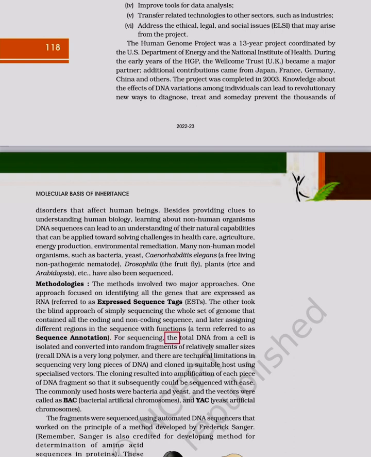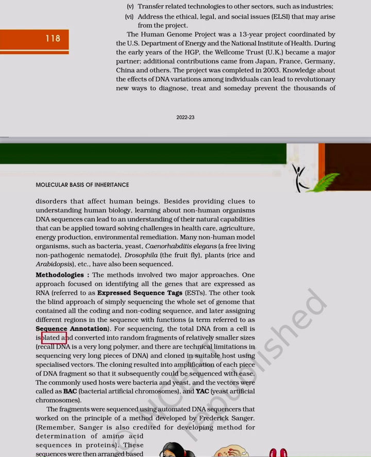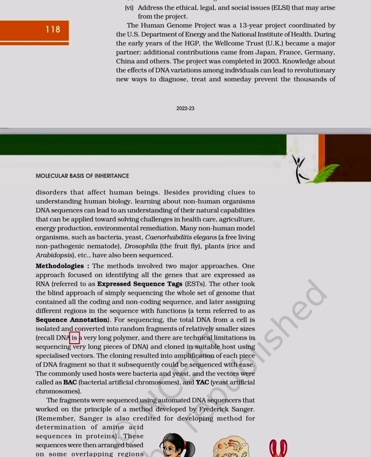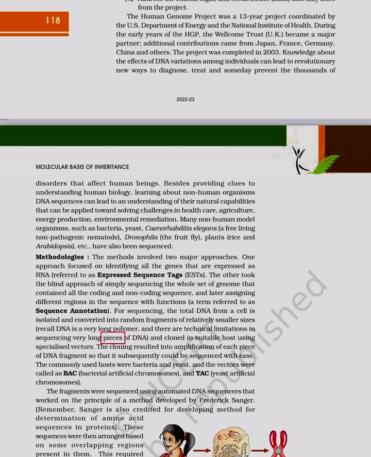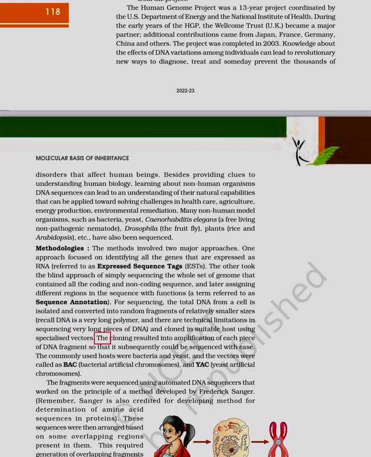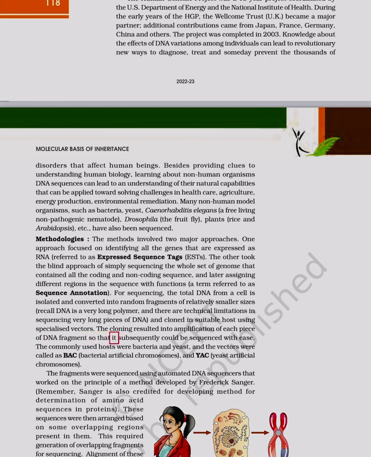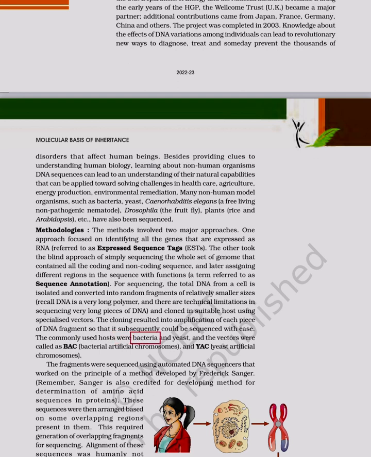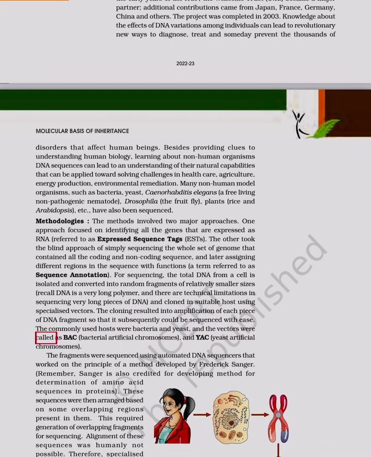For sequencing, the total DNA from a cell is isolated and converted into random fragments of relatively smaller sizes. Recall, DNA is a very long polymer, and there are technical limitations in sequencing very long pieces of DNA. The fragments were cloned in suitable hosts using specialized vectors. The cloning resulted in amplification of each piece of DNA fragment so that it subsequently could be sequenced with ease. The commonly used hosts were bacteria and yeast, and the vectors were called bacterial artificial chromosomes, and yeast artificial chromosomes.